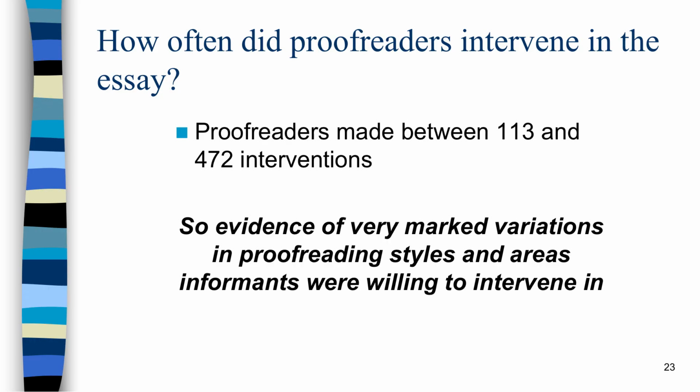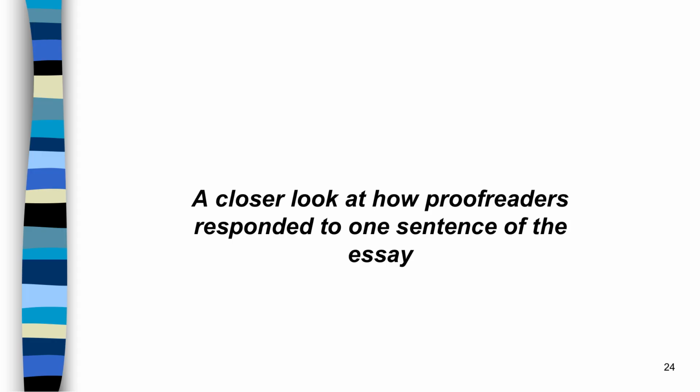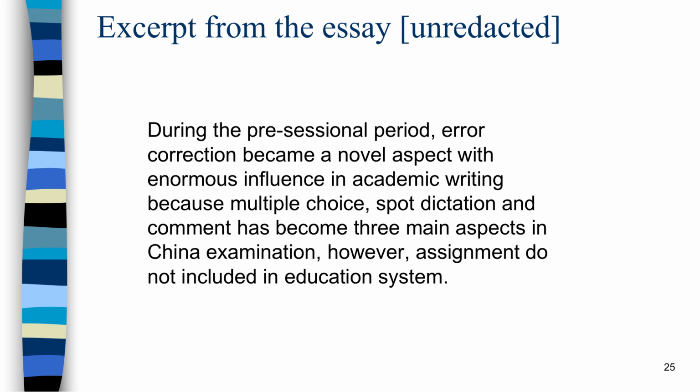So let me show you some quantitative data to begin with, a very simple statistic. When I looked at how many interventions proofreaders made on the writing, they made between 113 and 472 interventions. You can see from that number that there's evidence of very marked variation from proofreader to proofreader, and I'm going to show you more on that in a moment. I'm just going to look at one sentence from the essay, and this will also give you a flavour of the quality of the writing as well. Here it is, and it's unredacted.